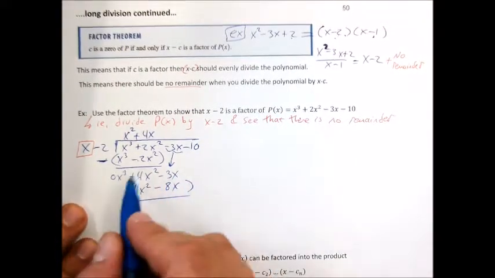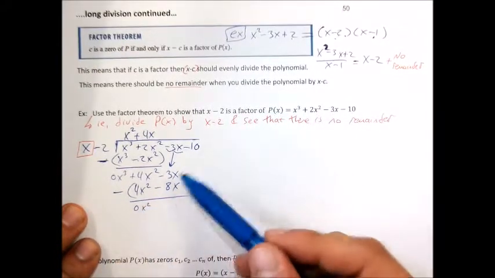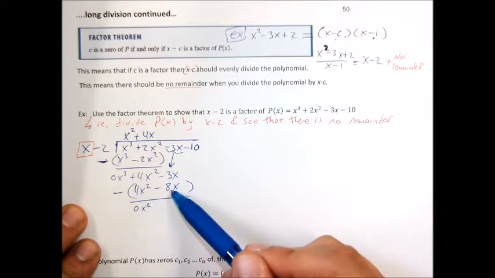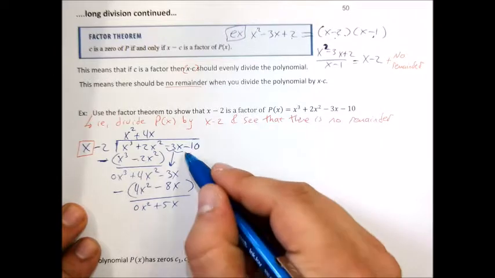And then you want to be careful here, right? You do the subtraction, and so you're going to end up with a 0x squared, but then you get minus 3 plus 8. Gives me a plus 5. And then we bring down the minus 10.